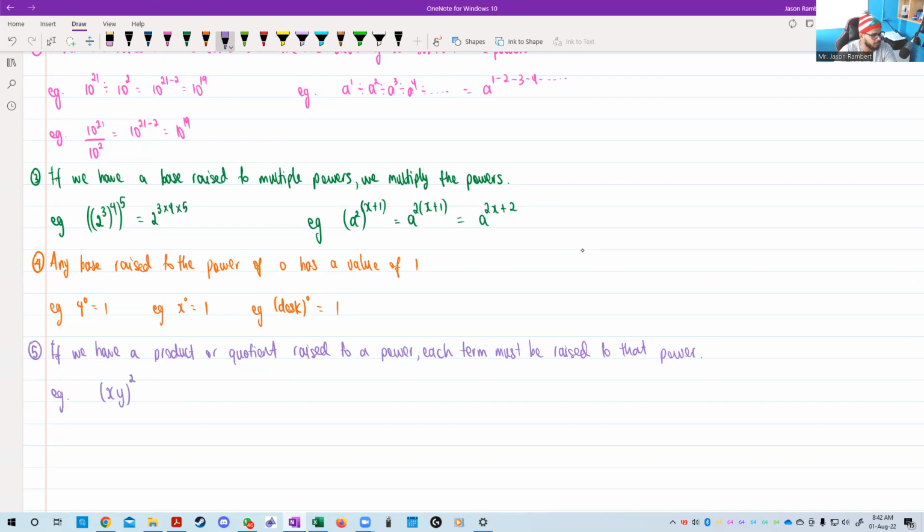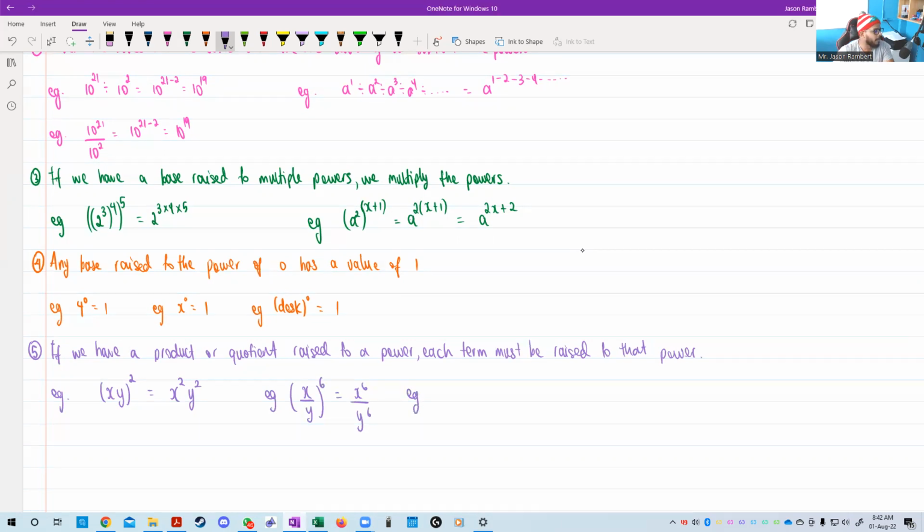For example, xy to the power of 2. What operation is affiliated with product? Multiplication. What operation is affiliated with quotient? Division. Very good. So xy squared, that's a product, xy. Yeah? It's raised to the power of 2, so each term must be raised to that power. Same thing for quotients. X over y raised to the power of 6 is x to the 6 over y to the 6.